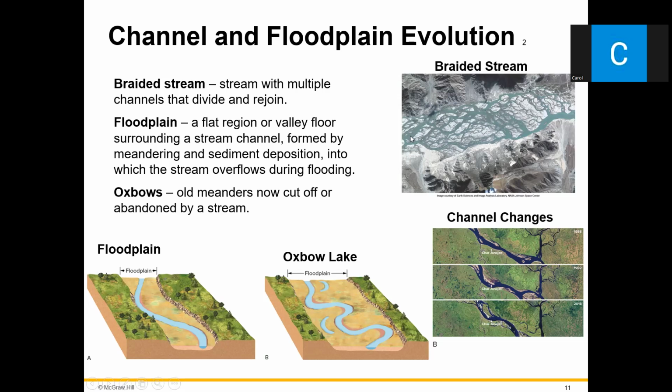The same thing happens with deltas. Deltas like to change all the time too. And that's one of the reasons the Mississippi Delta was hit so badly in Hurricane Katrina, because we've engineered that river to stop moving. So when we did that, we've also destabilized the delta.